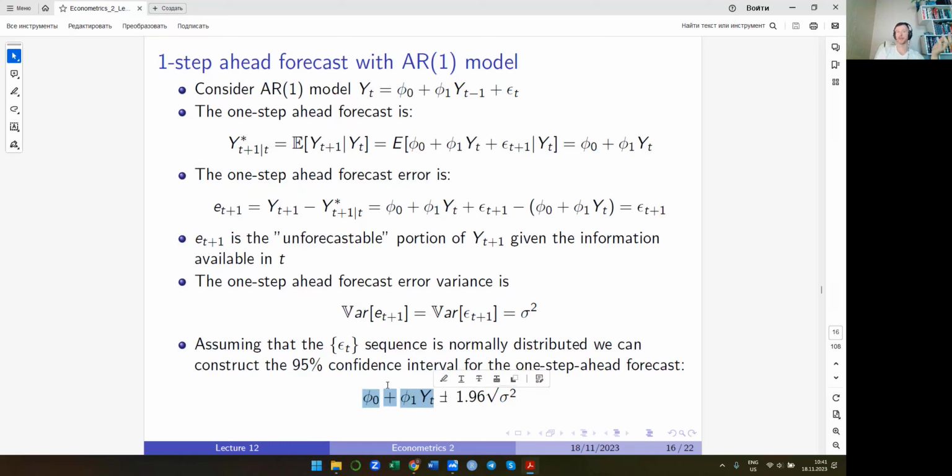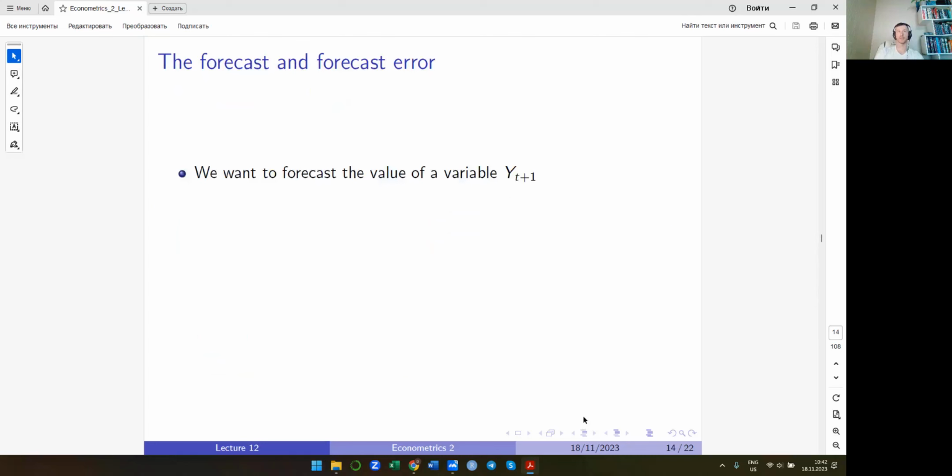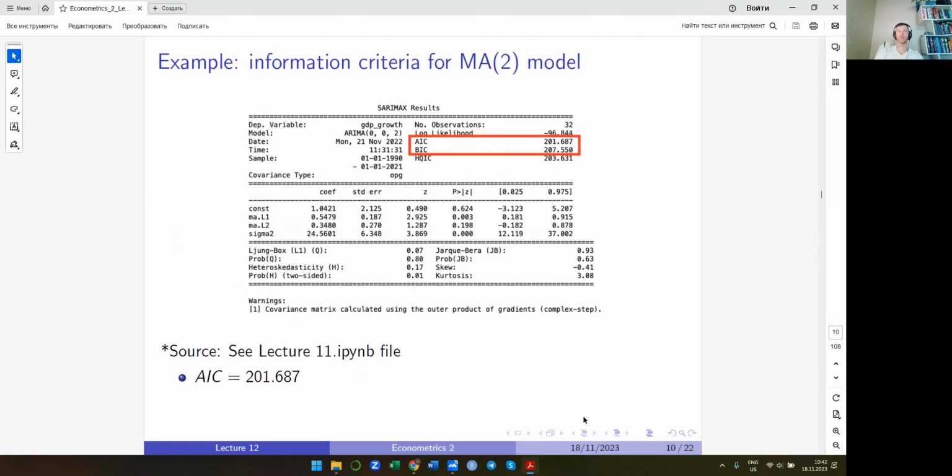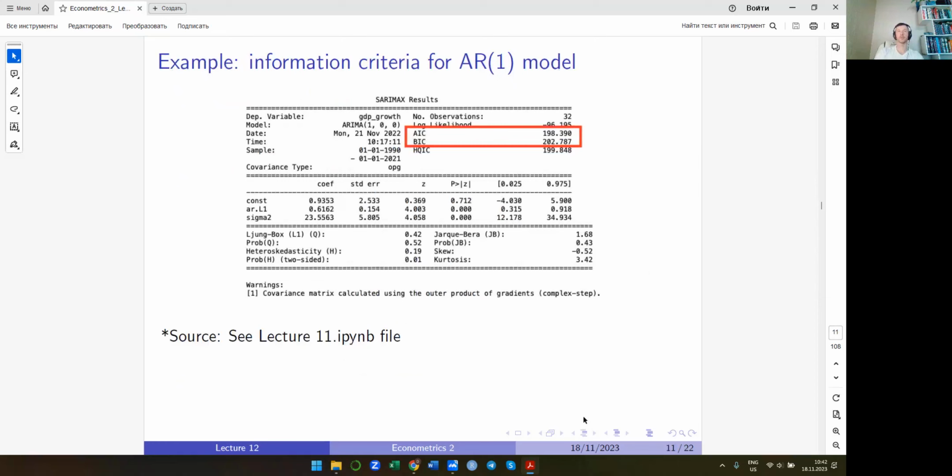So this is just our expected value of y_{t+1} plus and minus 1.96 times the square root of sigma squared. Sigma squared now is the variance of the forecast error. So everything is very similar to what we know from the past. For example, let's see how it works in practice. I don't have it on slides, but we can go together through some steps. So here we have an AR(1) model.